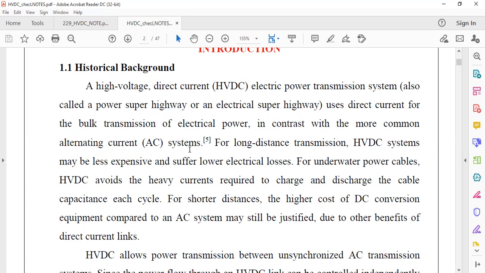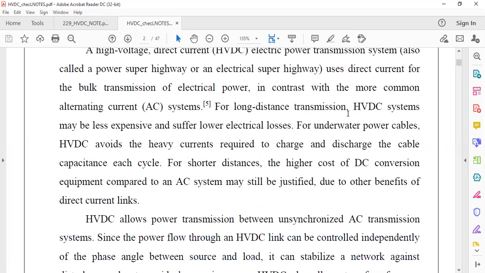Mainly we go for HVDC transmission for high voltages, for transmitting power. For long distance transmission, an HVDC system may be less expensive and suffer lower electrical power losses. That is the simple point I have covered here.